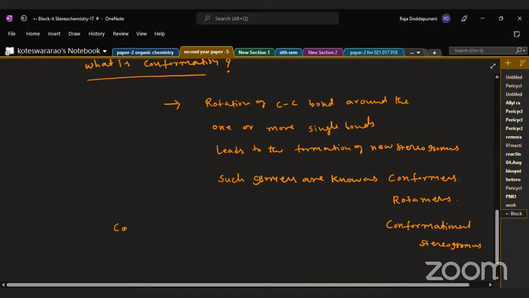These conformational stereoisomers are dynamic stereoisomers. They are also known as dynamic stereoisomers. Why are they dynamic stereoisomers? I will explain.